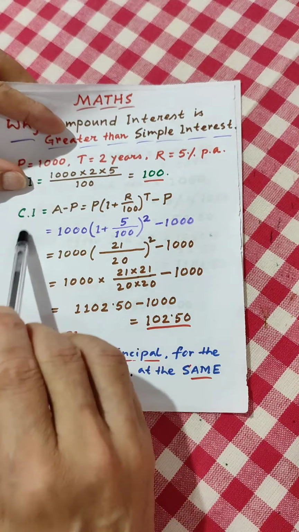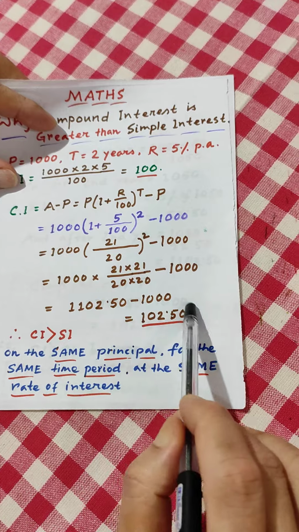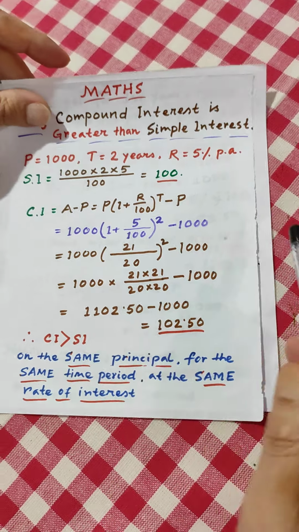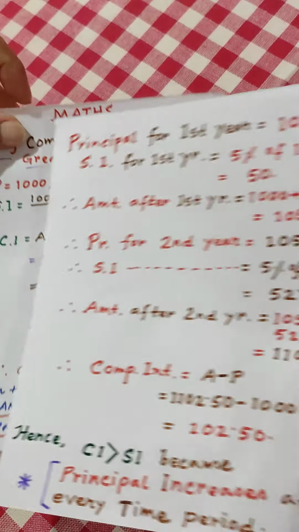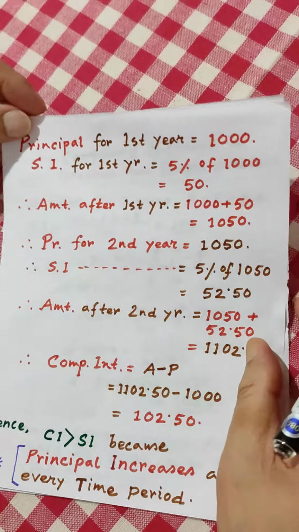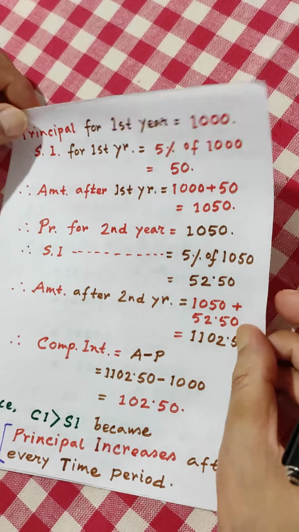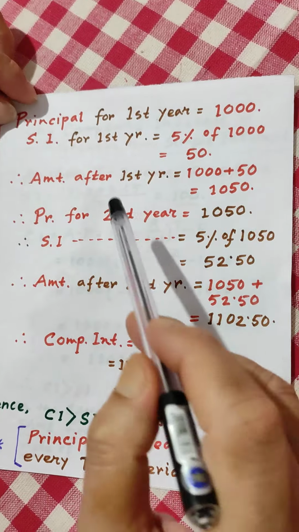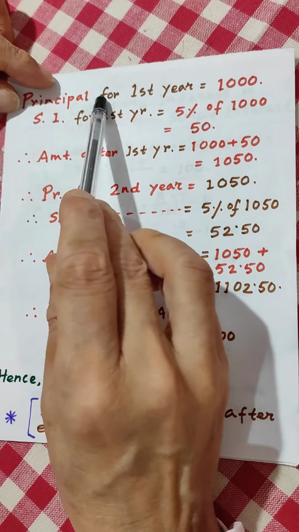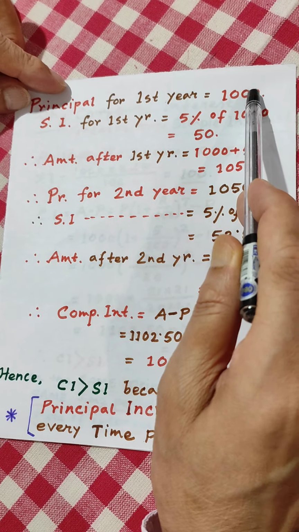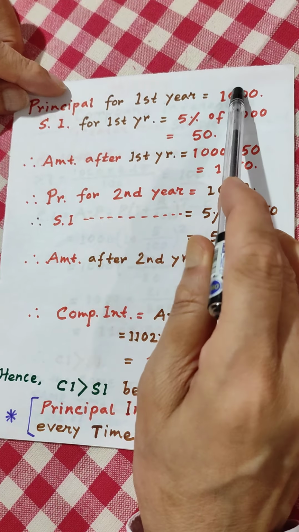Now how has this compound interest come to be 102.50 for this example? We did it by the formula method, but if we do it by the statement method, it becomes clearer. So let us see by the statement method. The actual reason you will know if you do the sum by the statement method. Okay, let us see. The principal for the first year is 1000. 1000 was the original principal, so that is the principal for the first year.